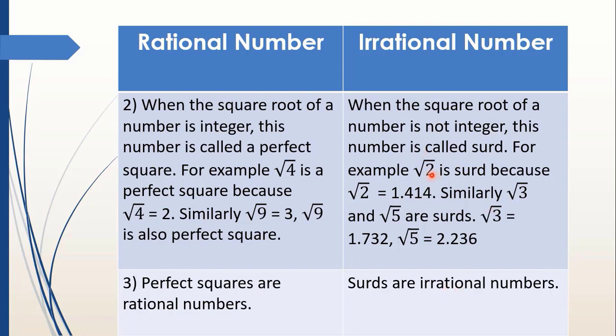The number 2 is an integer, but square root 2 is a surd because the answer of square root 2 is not an integer. Surds are irrational numbers. Simply, the numbers whose square root answer comes out as an integer are all rational numbers. And when the square root of a number is not an integer, that number is an irrational number. So this is the simple difference.